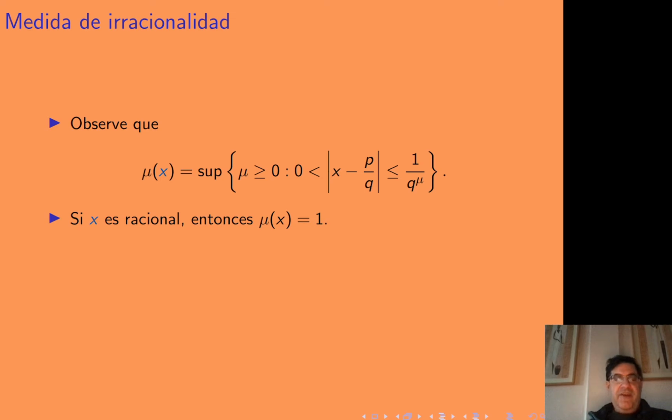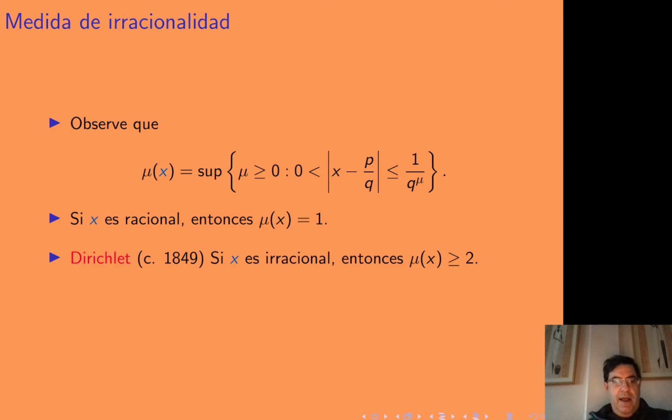So for example, this is another exercise if you want to try. If x is rational, then the irrationality measure for this value is just 1. Now, Dirichlet proved in 1849 that if x is irrational, then of course mu of x is greater than or equal to 2. If you want to read about that, there is information on the web about the proof of this result.